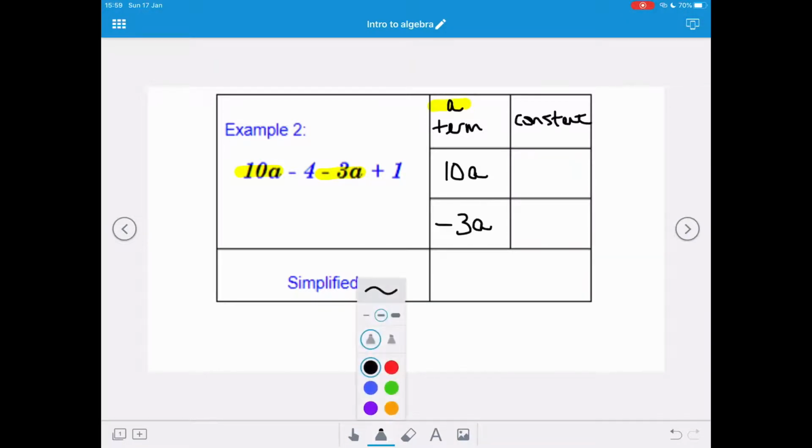We've then got constant terms. Those are our numbers. So you can see we've got subtract 4, so we're going to put that underneath the constant in that column.